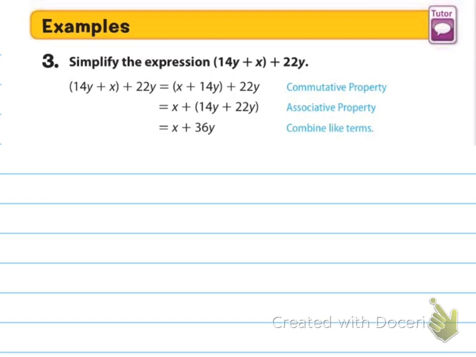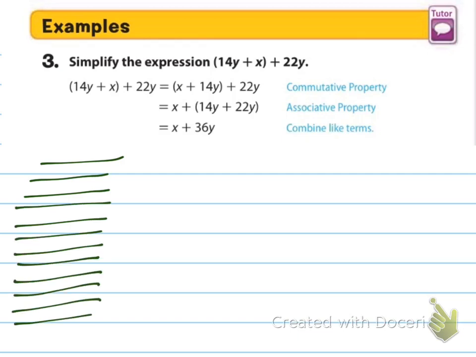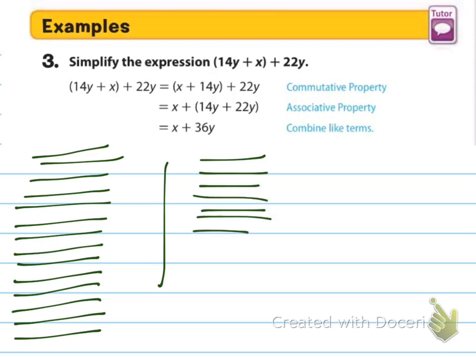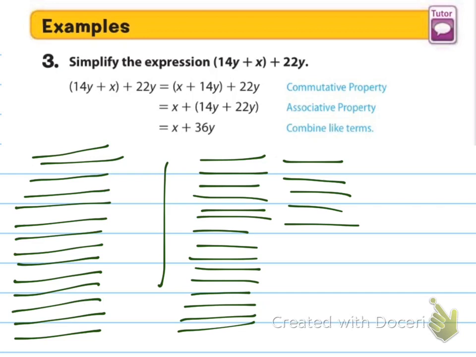But if we were doing our sticks here, I'm going to do my sideways ones as my y's. 1, 2, 3, 4, 5, 6, 7, 8, 9, 10, 11, 12, 13, 14. And then 1x, and then 1, 2, 3, 4, 5, 6, 7, 8, 9, 10, 11, 12, 13, 14, 15, 16, 17, 18, 19, 20, 21, 22. Okay, and there's my 22 y's.